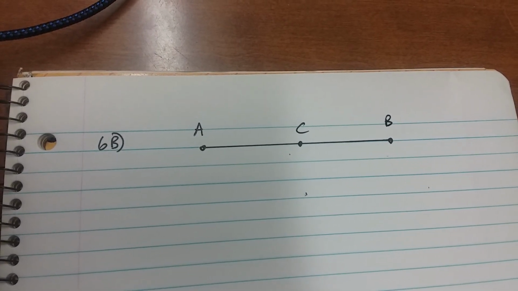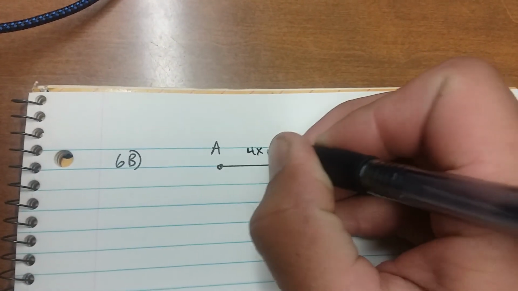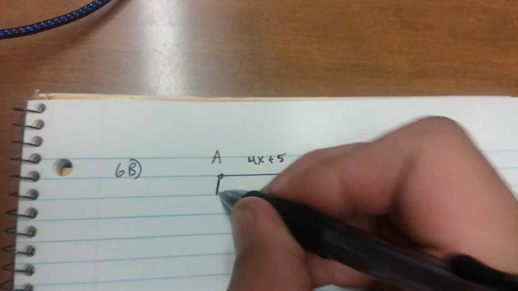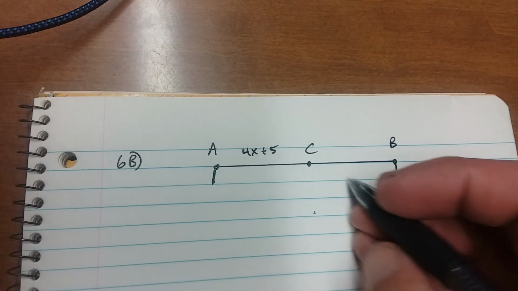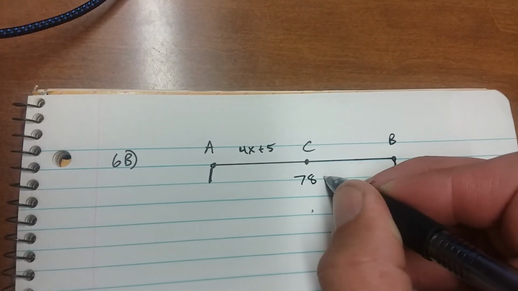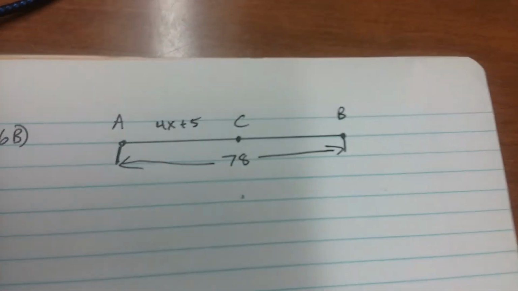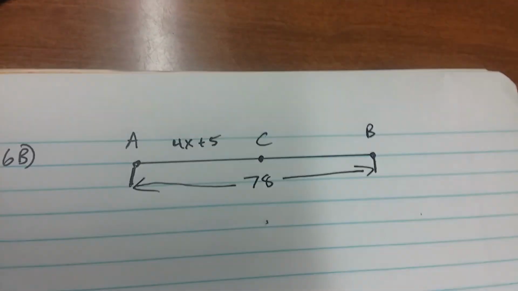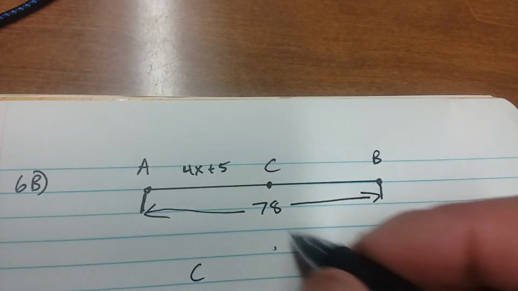AC is 4x plus 5. AB is 78. So the whole distance is 78. Okay, so this is a little bit different. We know that CB is half of 78. Likewise, AC is half of 78.